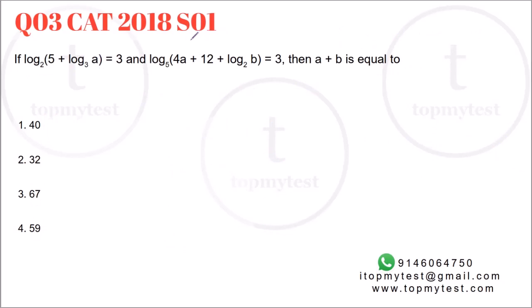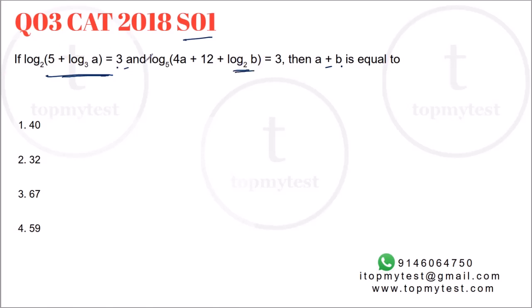This is from slot 1 of the same examination. Again, another doable question from that particular slot. It says if log of 5 plus log of a to the base 3 whole to the base 2 equals 3, and then this other relation, what is the value of a and b? So we need to find a, then b, and add it up. Now the first one gives you only a. We'll use the value of a, plug it in here, and find the value of b.